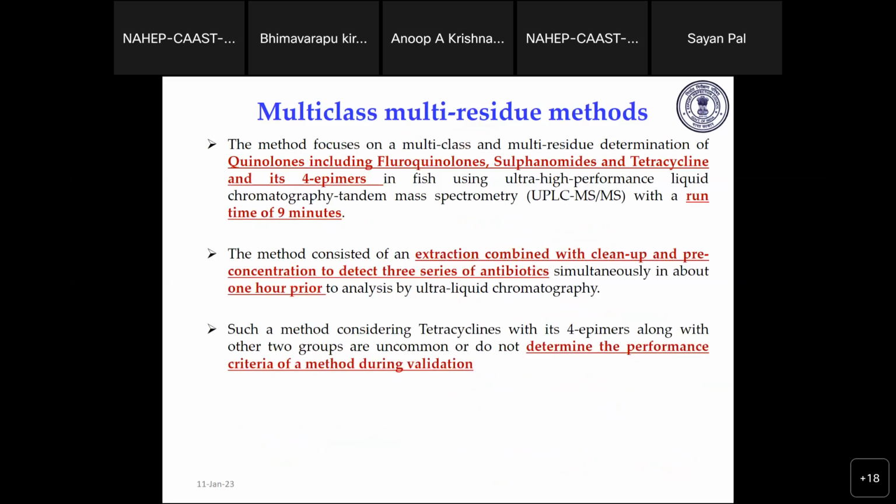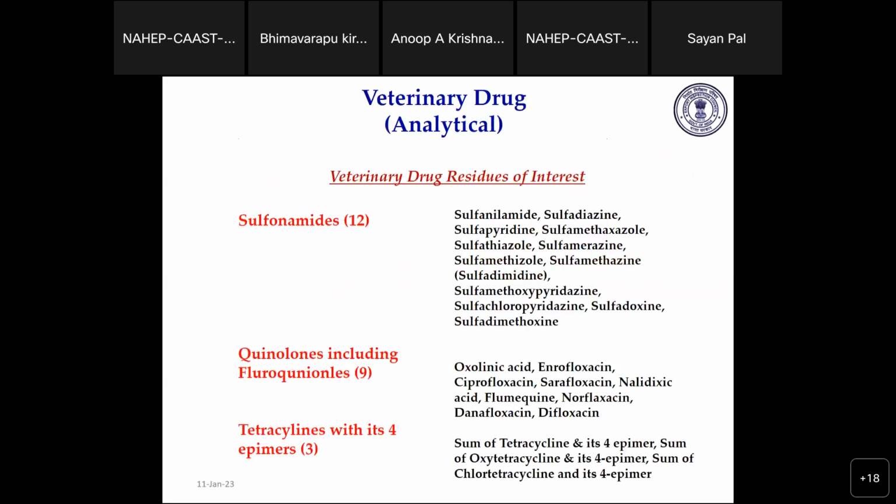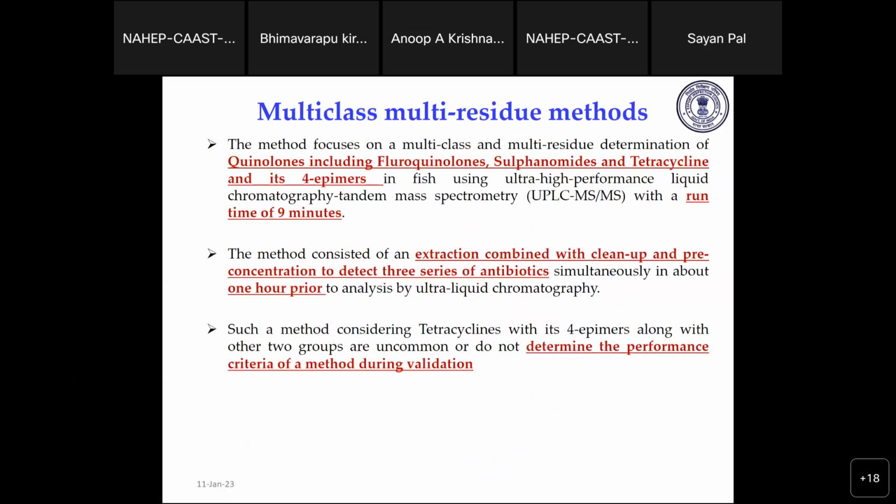So what happened? People started thinking about new processes called multi-class. You can see in the previous slide there are 3 different classes. So people started thinking about new methods called multi-class, multi-residue methods. Over a period of time, many new methods were developed combining these 3 groups together as one method, like fluoroquinolones, sulfonamides, and tetracyclines. I am only telling these groups. There are methods developed in the US and Europe which monitor around 100 antibiotic residues in one run, including around 6 groups.